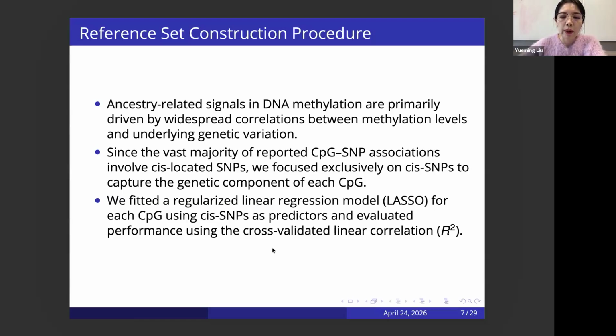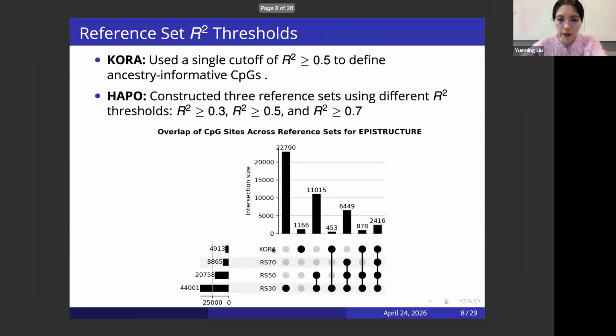And then we fit a regularized linear regression model, LASSO, for each CpG using cis-SNPs as predictors, and evaluate the performance using cross-validated linear correlation, R-square. Based on the R-square, we have a couple of thresholds. We are picking 3 thresholds here: 0.3, 0.5, 0.7. They are denoted as HAPO 30, HAPO 50, and HAPO 70 in the following analysis. In the CORA study, their original study used a cutoff of 0.5.